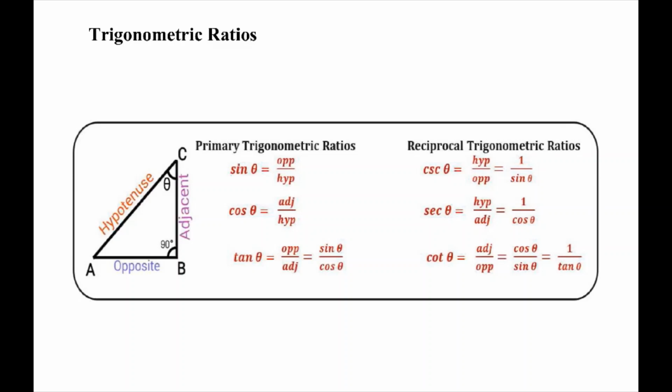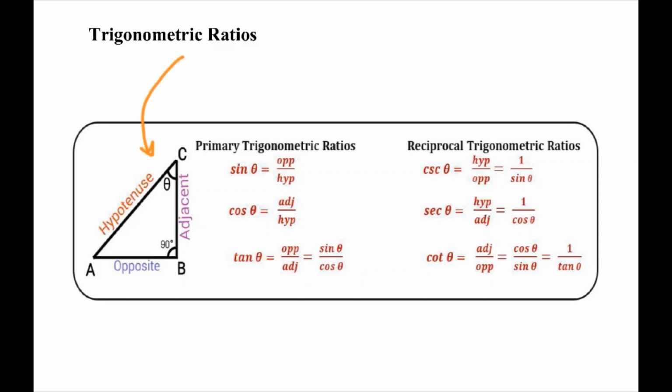Hello everyone. In this video we'll talk about trigonometric ratios. When we think about trigonometric ratios, right away we will think about sine, cosine, tangent, and the reciprocal trigonometric ratios like cosecant, secant, and cotangent. Trig ratios are very relevant, related to the right angle triangle.